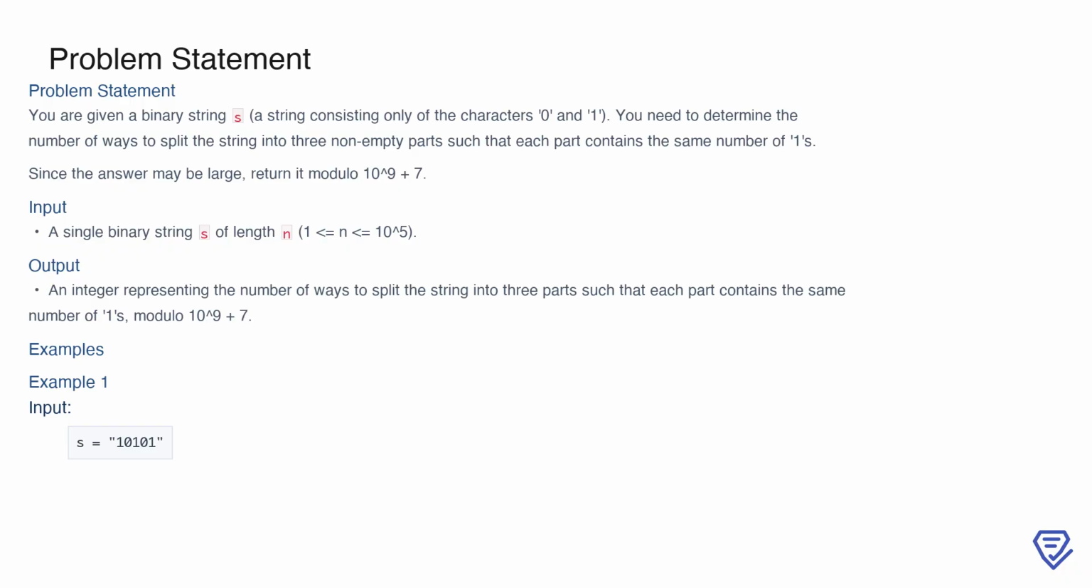The input is a single binary string S of length n, where n can be as large as 100,000. The output is an integer representing the number of valid ways to split the string according to the given conditions, modulo 10 to the power of 9 plus 7. Now let's explore some concrete examples to better understand the problem requirements.